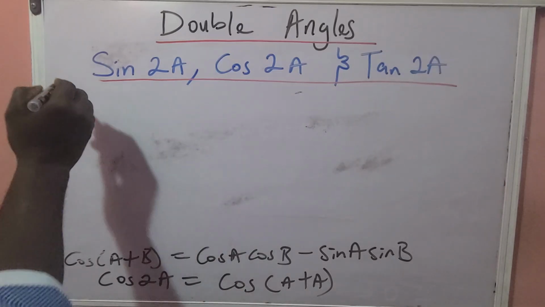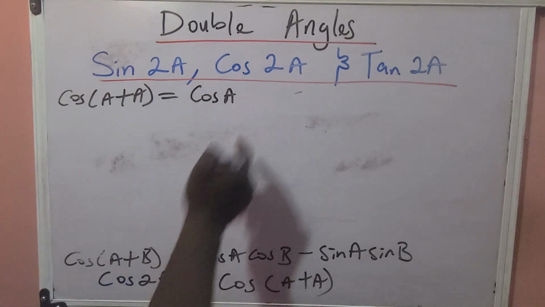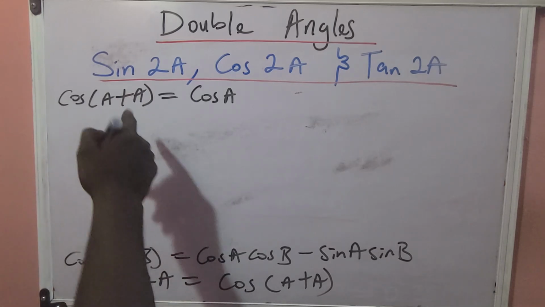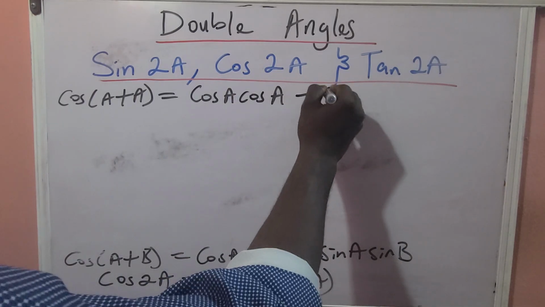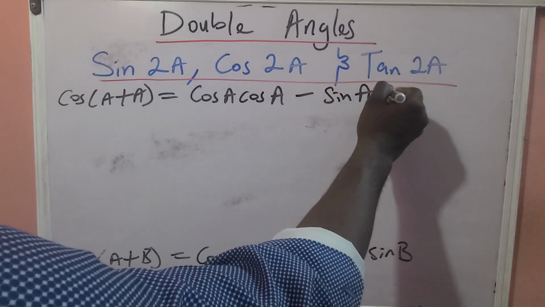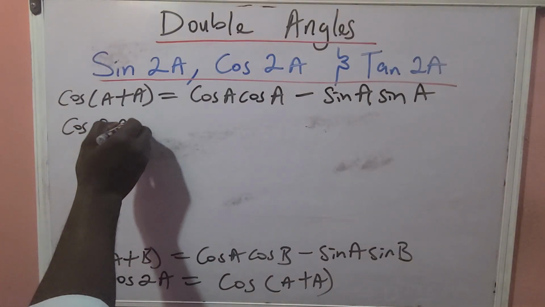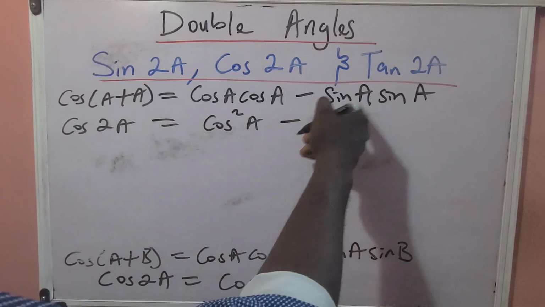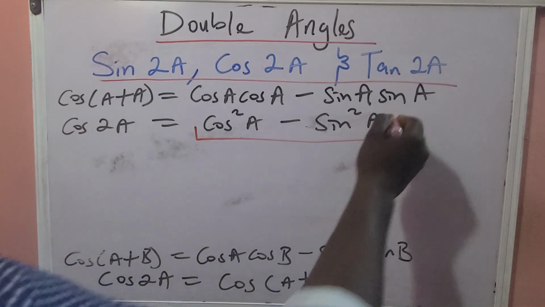So our cos A plus A will be equal to cos A, using the compound angle for cos A plus B, but in this case, we'll be replacing B with A. So cos A, no more cos B now, cos A minus sine A, no more sine B, but rather sine A. So we can conclude that our cos 2A, which is cos A plus A, is equal to cos A times cos A, which is cos square A, minus sine A times sine A, which is sine square A. So this obviously is the second double angle identity that we've been able to successfully derive.